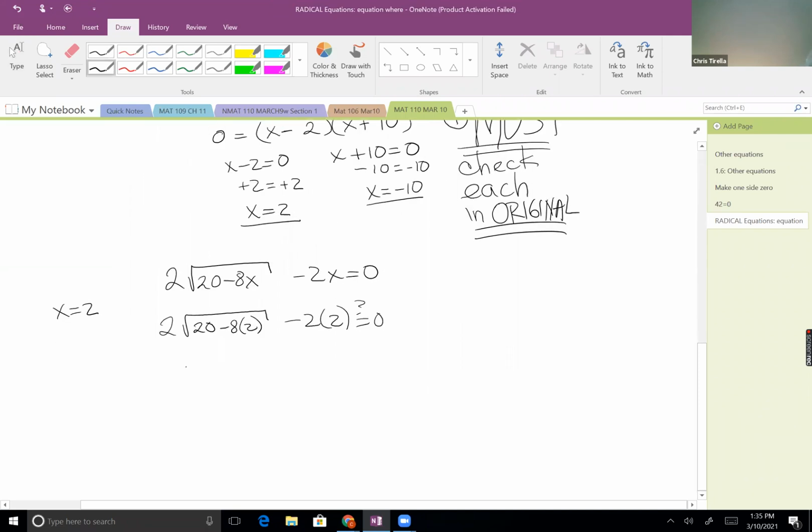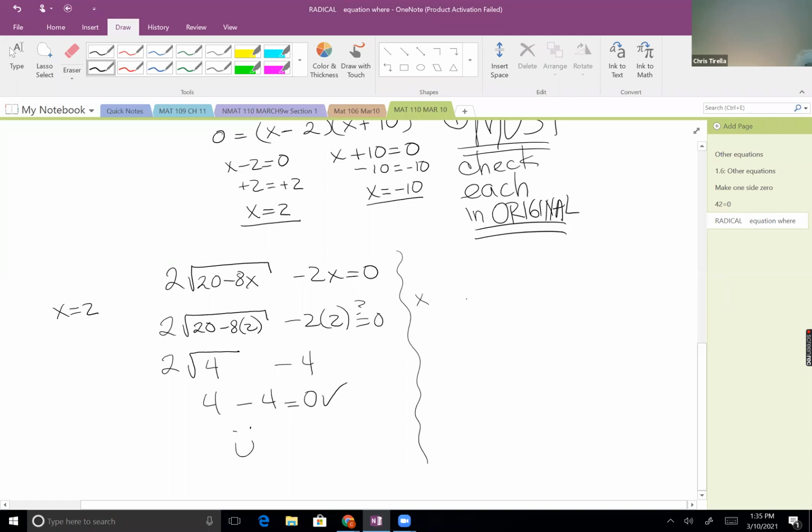It gives me 2 times the square root of, 8 times 2 is 16, 20 minus 16 is 4, minus 4. The square root of 4 is 2. So that gives me 4 minus 4 is 0, and it checks. Yay, happy face. But we're only halfway there.